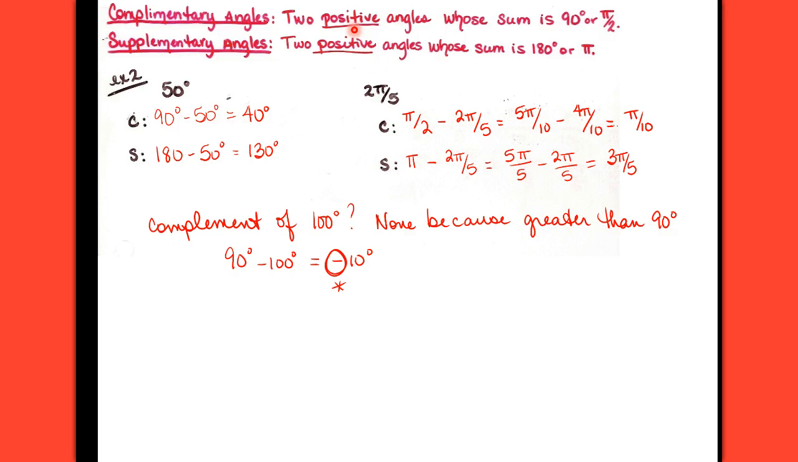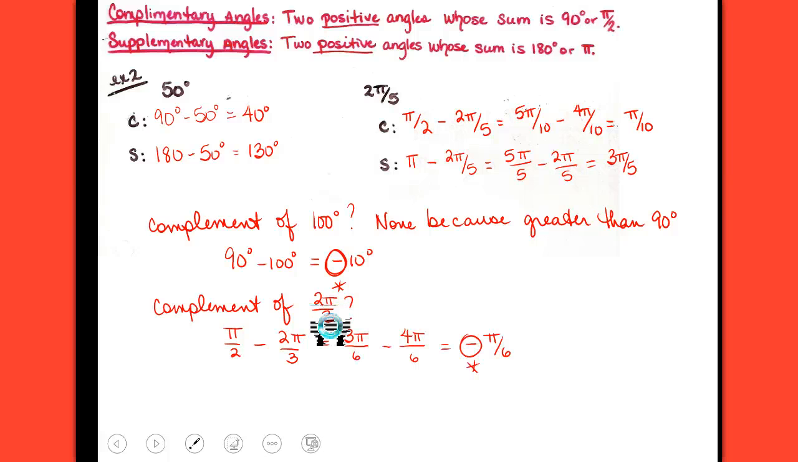I'm not as familiar with radians, so I might not recognize when they ask me to find the complement of 2 pi over 3 that that's already too big. But if I use my formula and I get a negative answer, that's how I'll know that it was too big, because it has to be positive.